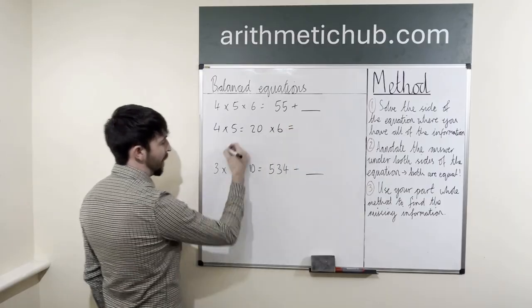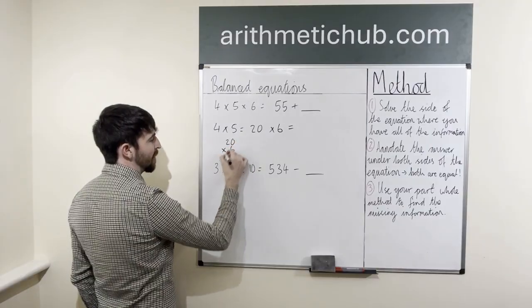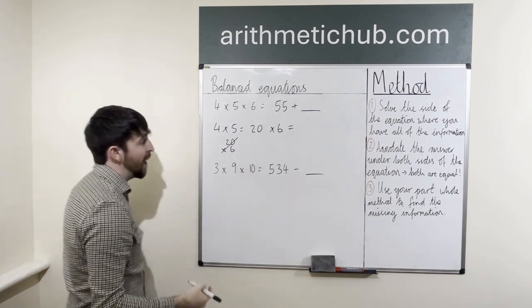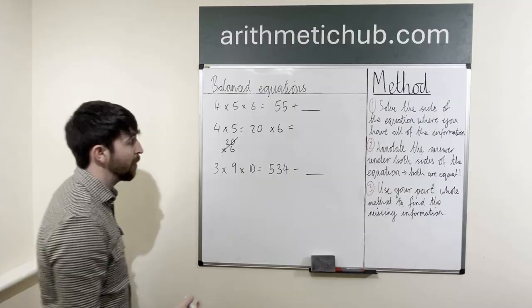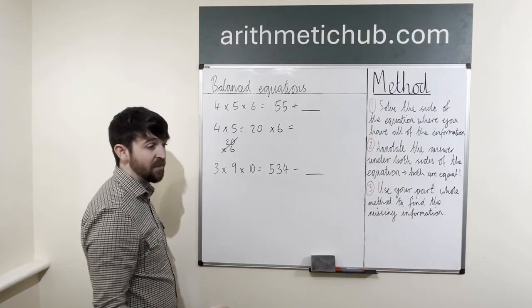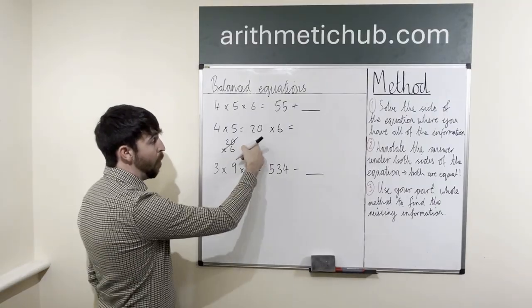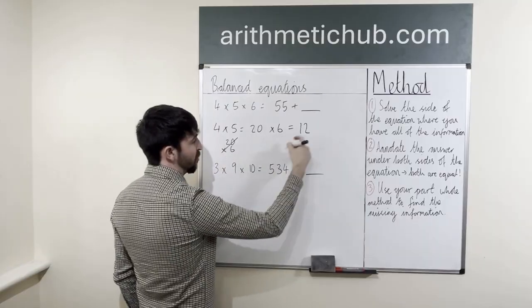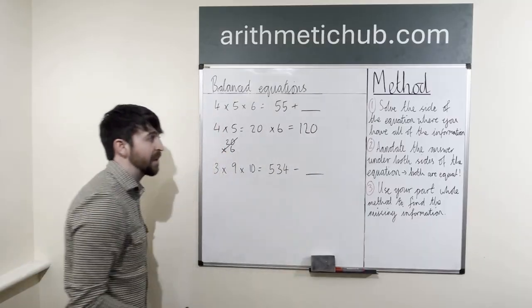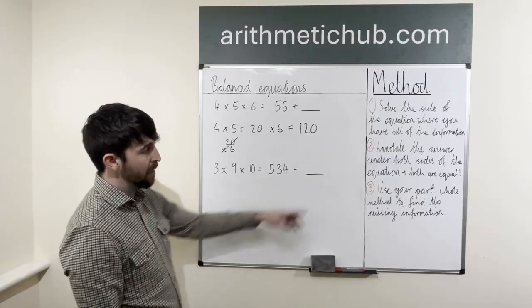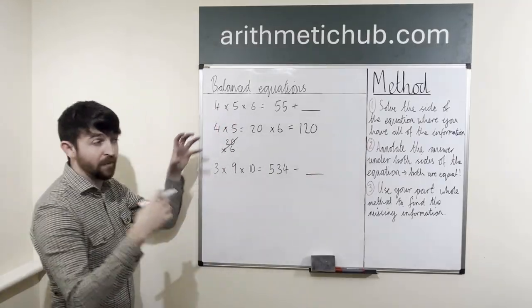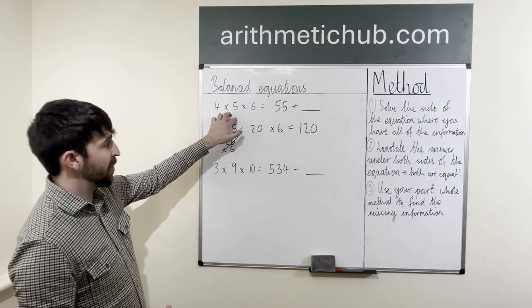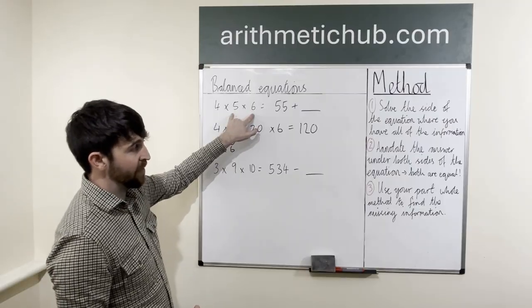Now I could do that in a column multiplication like that, but I'm not going to do that. Instead, I'm going to use my number families. I know that 2 times 6 is going to give me 12. So here I've got 20 times 6, I've multiplied it by 10. I've got one more 0 in my question, so I need one more 0 in my answer. 2 times 6 was 12. 20 times 6 is going to give me 120. Okay? So I've worked out the first part here. I've solved the side of the equation where I have all the information. I've solved the left-hand side.